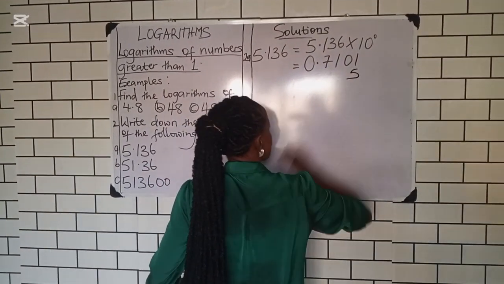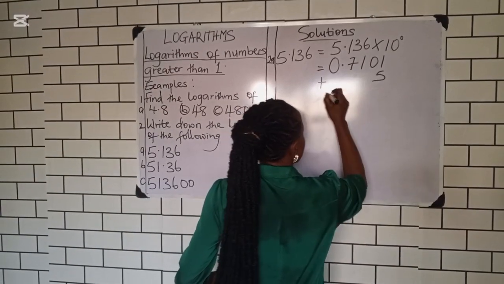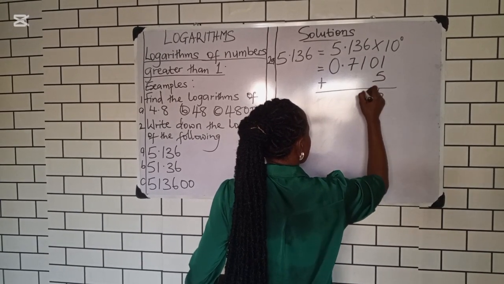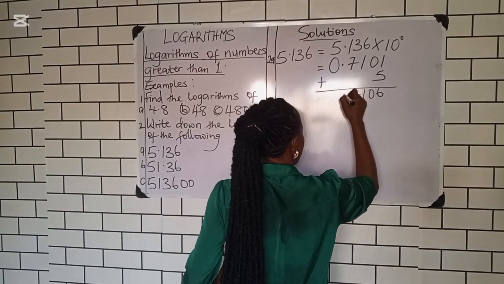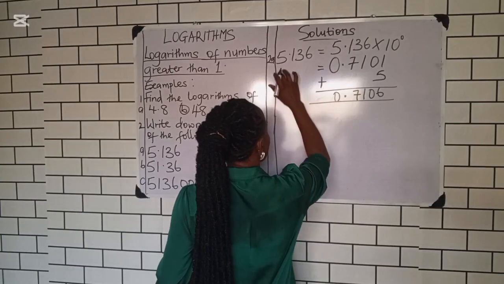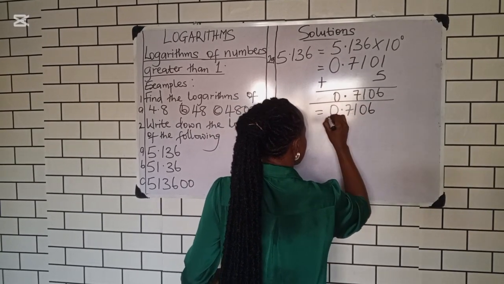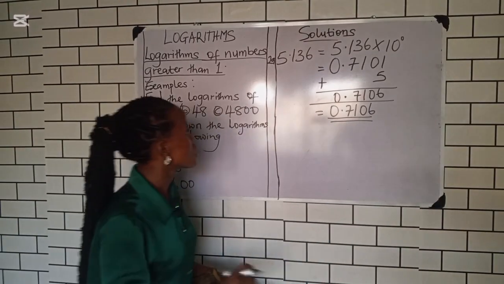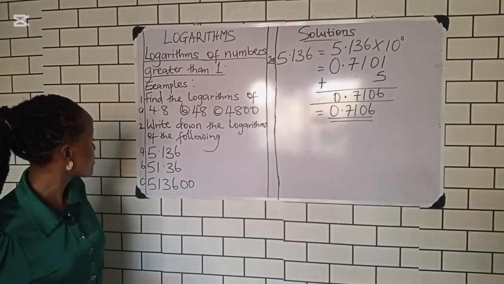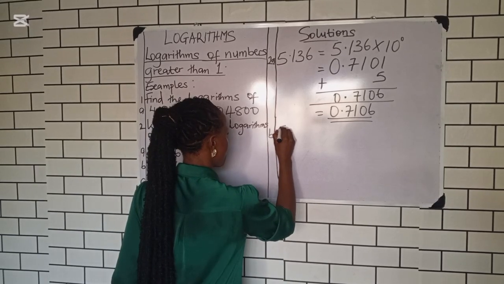Write the 5 under the last digit. Write your addition sign. You add the difference. 1 plus 5 will give us 6. Bring down your 0. Bring down 1. Bring down 7. Bring down your decimal point. Bring down 0. Now, our final answer here, the logarithm of this number here is equals to 0.7106. This is the logarithm of 5.136.